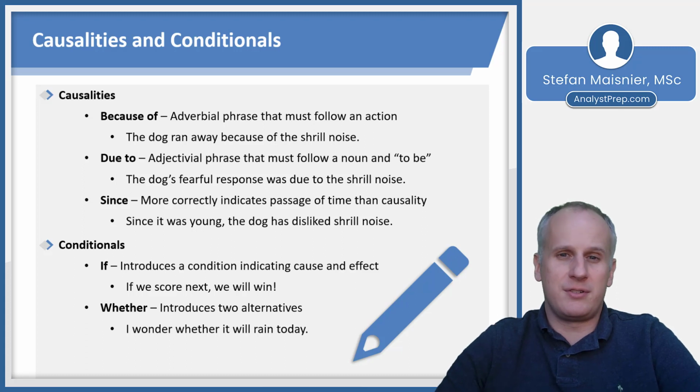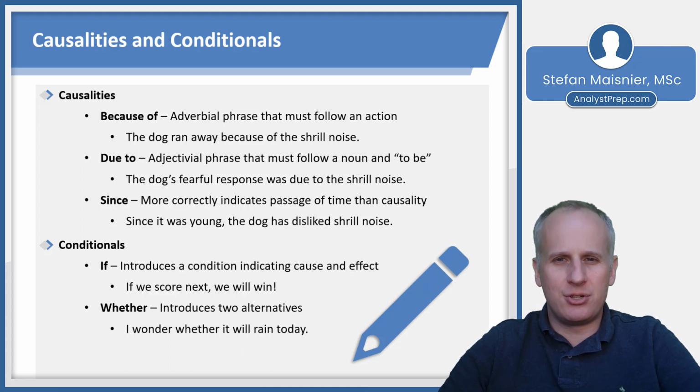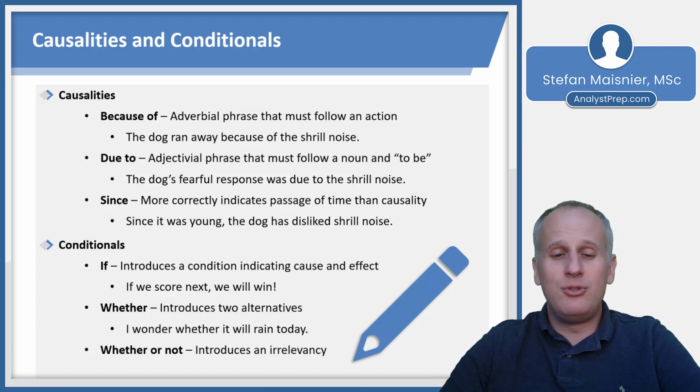Whereas here, there's just a wondering of whether it will or will not rain today, although you don't need to place the or not. The or not here would be redundant because whether itself always implies the two options basically of yes or no.